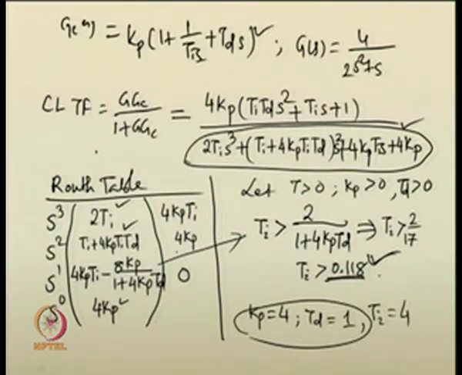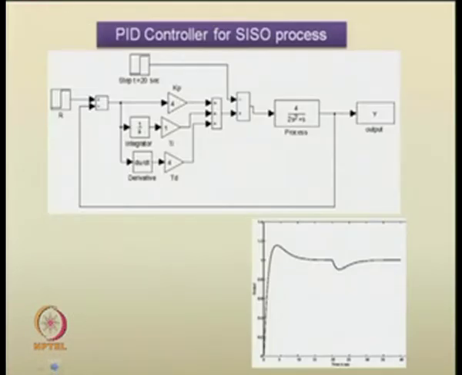So, when Ti equal to 4 along with Kp equal to 4 and Td equal to 1, what sort of response do we expect from the closed loop system? We expect such a time response from the closed loop system. The controller's Kp is 4. Now, this is same as Kp Td, which is equal to 4. In this case, Td equal to 1, Kp equal to 4. Therefore, Kp Td is 4.